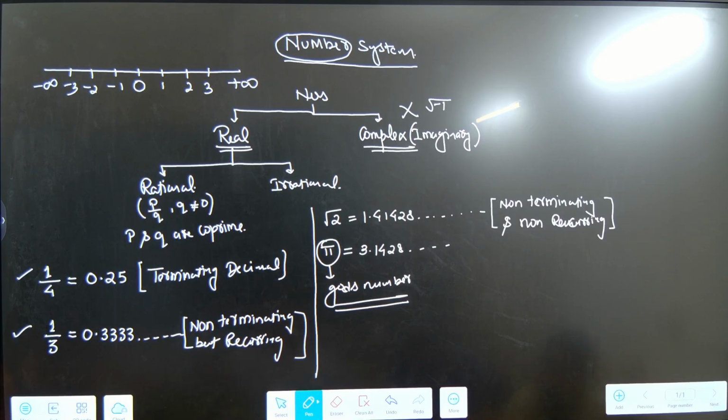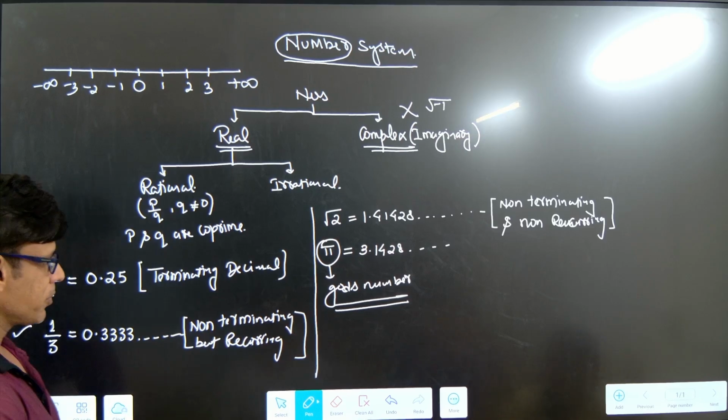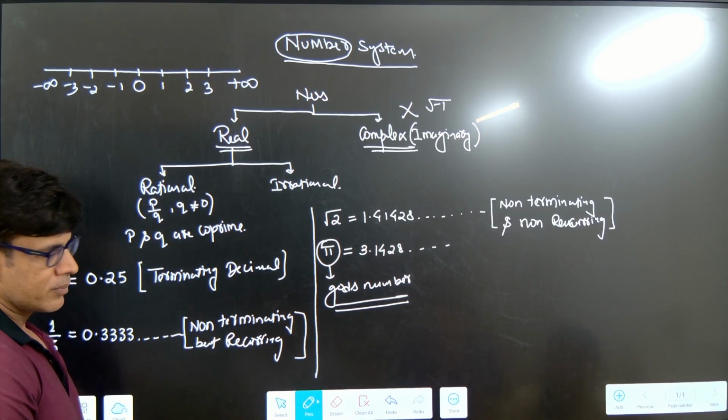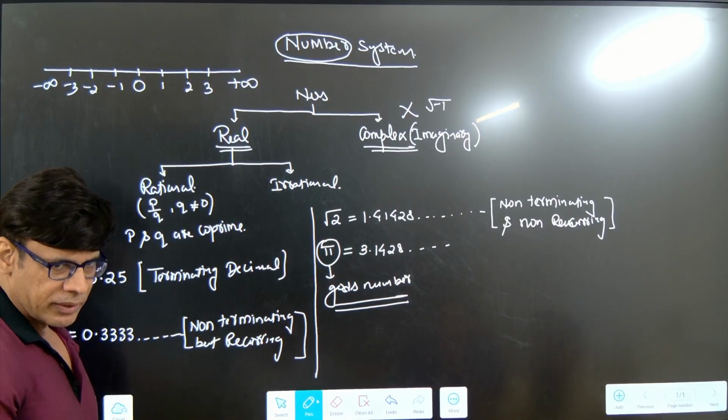22 by 7 is an approximation of pi. It's not really pi. That's what I told you. It's called non-terminating and non-recurring.